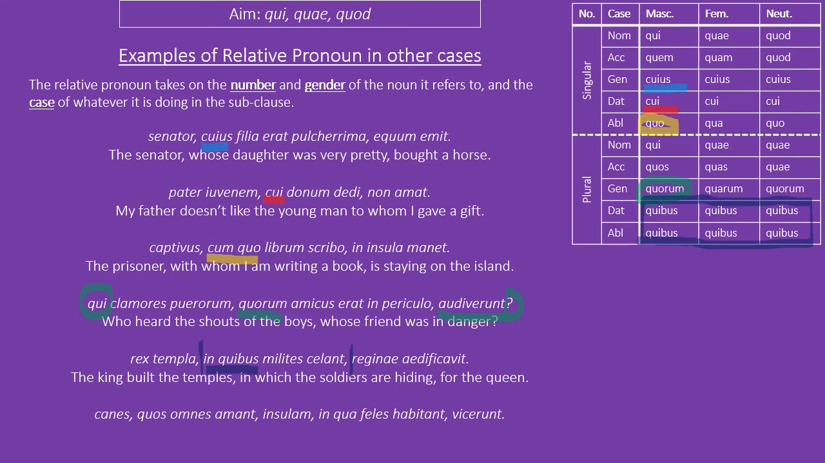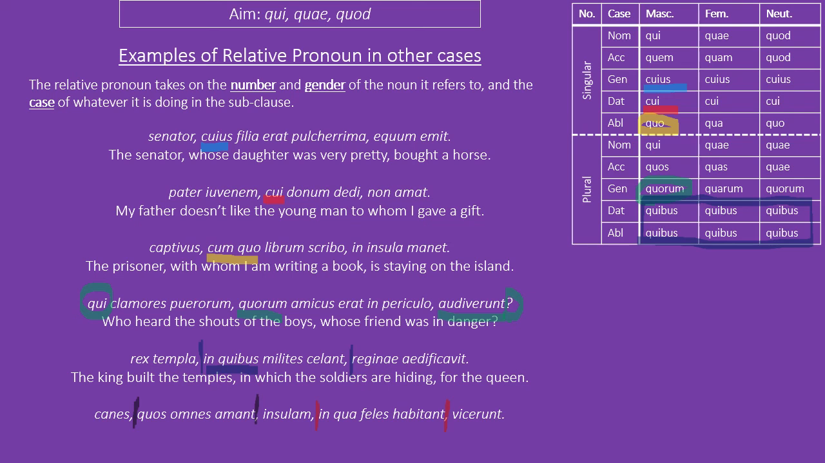This will come in particularly useful if you look at our last sentence here. I've done a very mean thing, there are two relative clauses, one there in black and one there in red. And if you bracket off those bits, the sentence actually gets a lot easier. Canes vicerunt insulam. If you know what vicerunt means, which you should do because it's on the GCSE vocab list, we will have the dogs conquered the island. That's the main sentence.